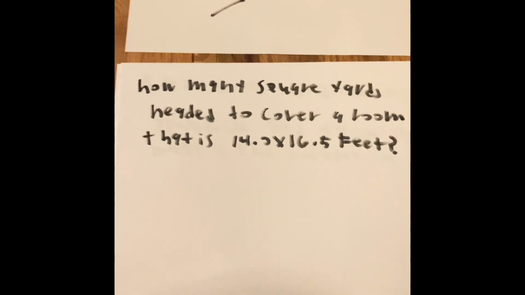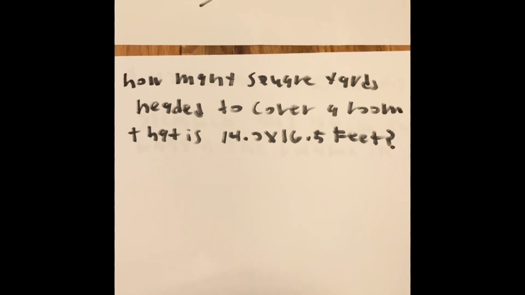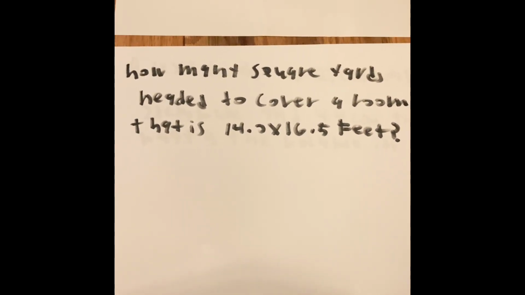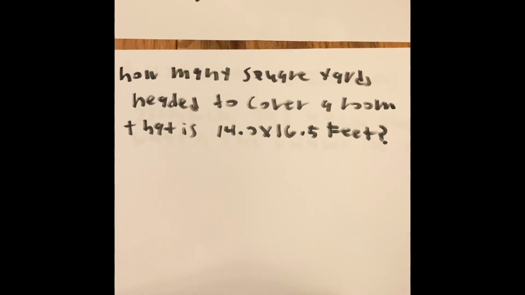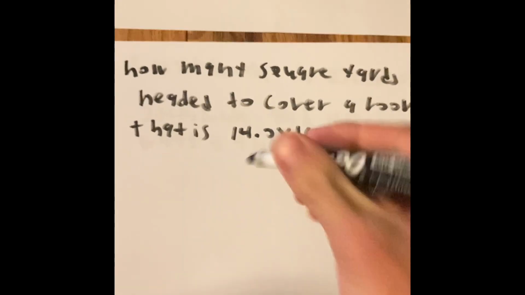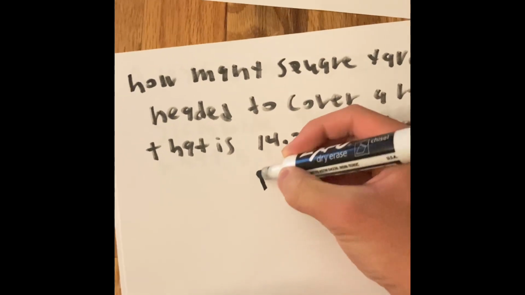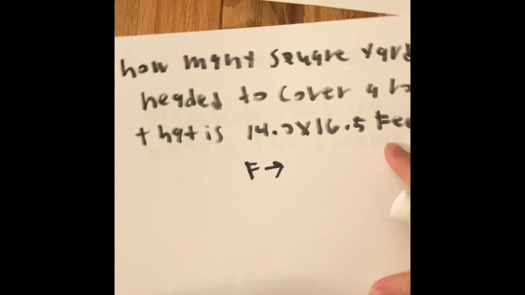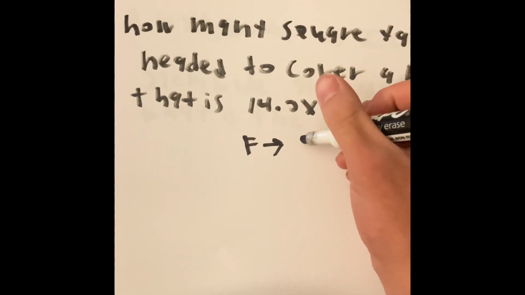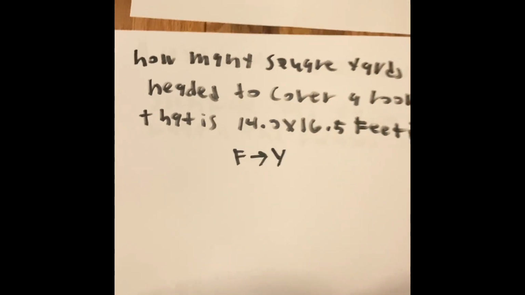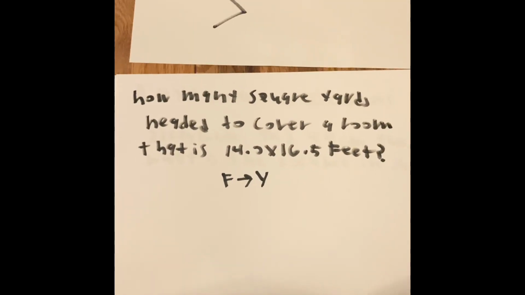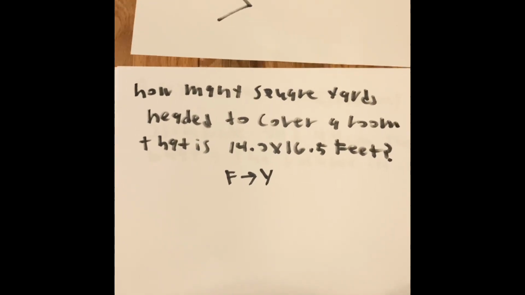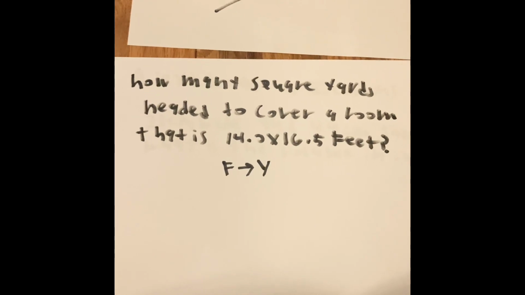So, you see this problem on the bottom? The problem is, how many square yards are needed to cover a room that is 14 times 16.5 feet? The thing is, we already know the measurements in feet. However, we have to somehow convert the same exact measurements to square yards. So we're not changing the room, but we're trying to change the kind of dimension, or kind of measurement, for that dimension.